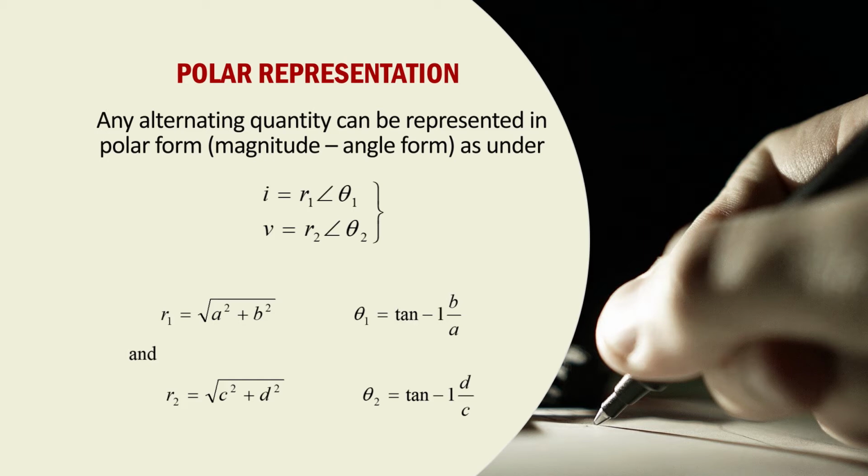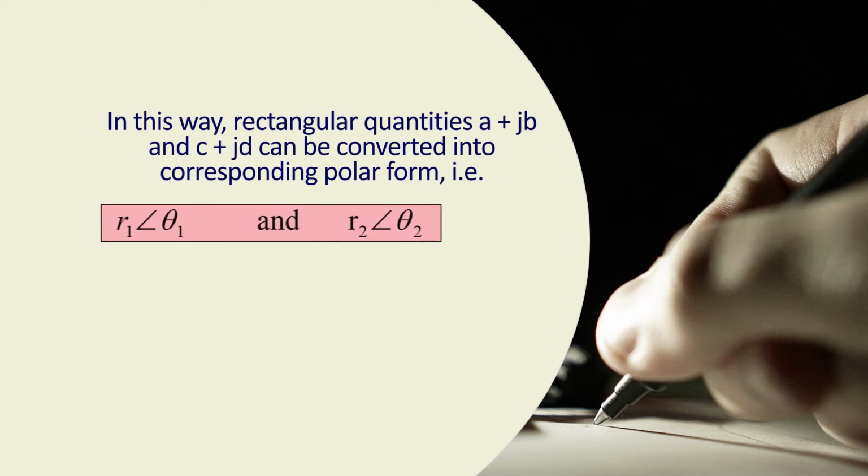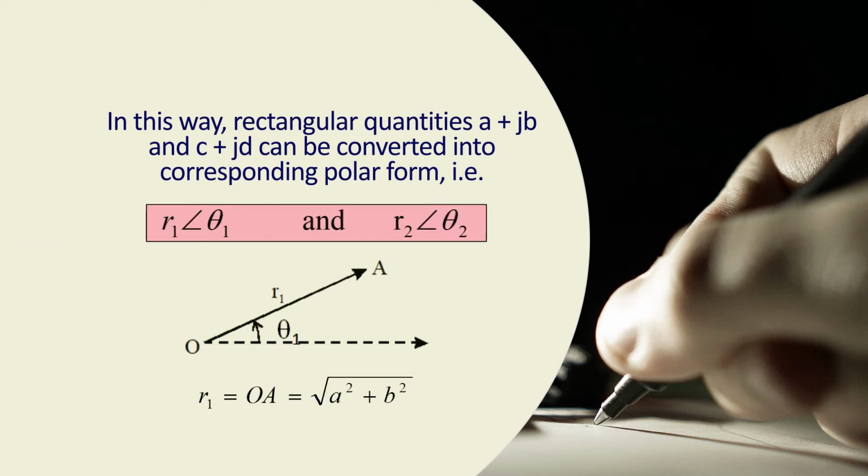So this voltage can be represented in polar form where V is equal to R2 ∠θ2. In this way, rectangular quantities A + jB and C + jD can be converted into corresponding polar form, that is R1 ∠θ1 and R2 ∠θ2. Here you can see how you can show it in the phasor form also.